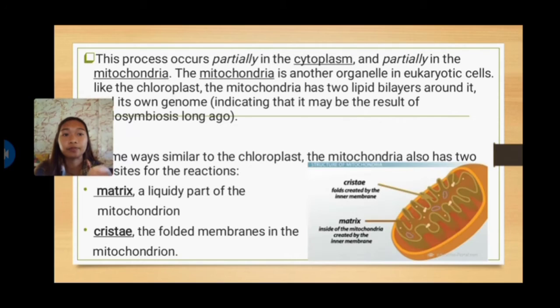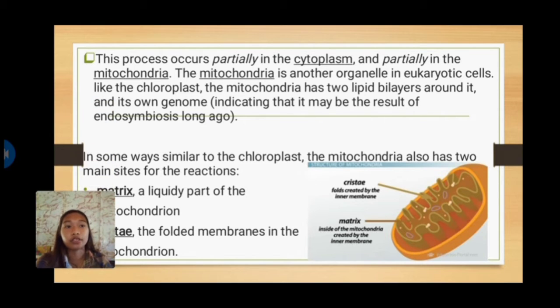Next, this process occurs partially in the cytoplasm and partially in the mitochondria. The mitochondria is another organelle in eukaryotic cells, like the chloroplast. The mitochondria has two lipid bilayers around it and its own genome, indicating that it may be the result of endosymbiosis long ago. Mitochondria are often called the powerhouse or energy factories of a cell because they are responsible for making adenosine triphosphate, or ATP, the cell's main energy-carrying molecule.